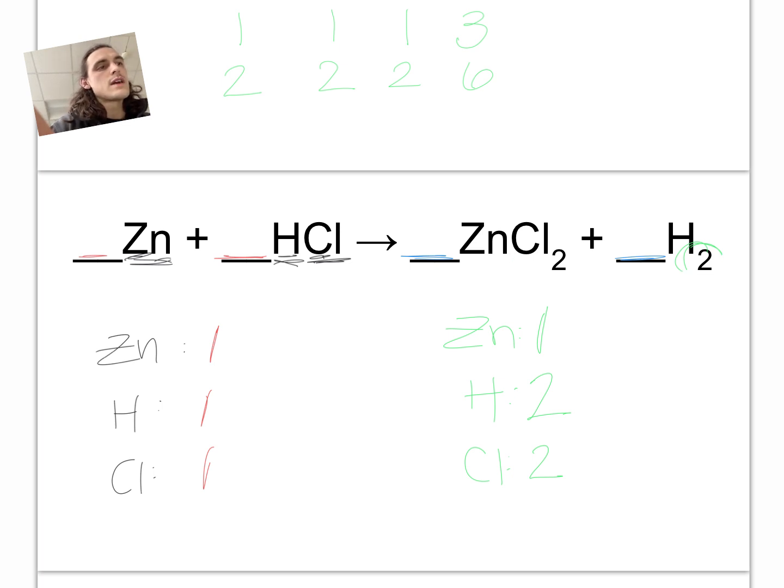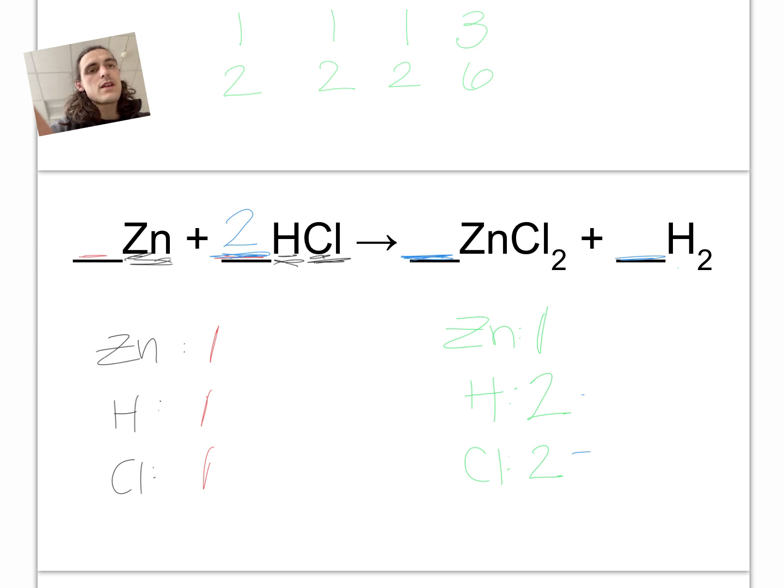So what I'm going to do is just try to see what I can balance by adding something in this coefficient space. I see over here that I have 2 hydrogens and 2 chlorines. So I say, let's look over here. Oh look, this is where my hydrogen and chlorines are. What if I put a 2 here?